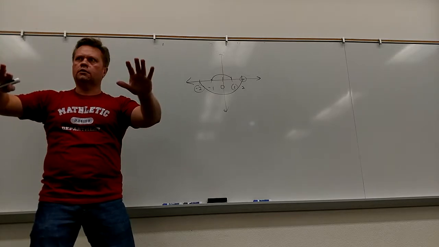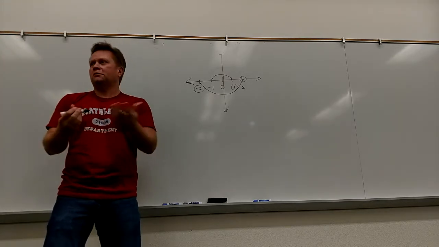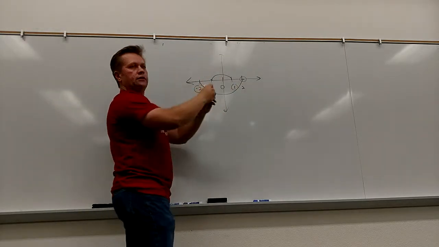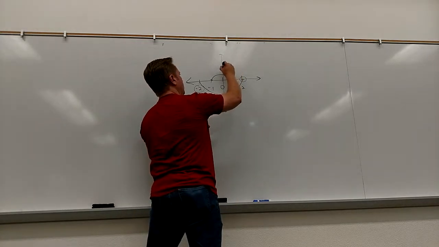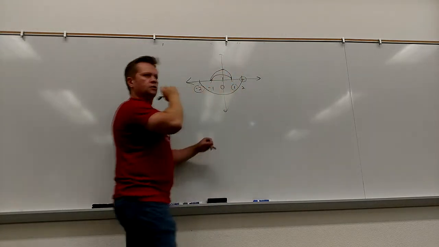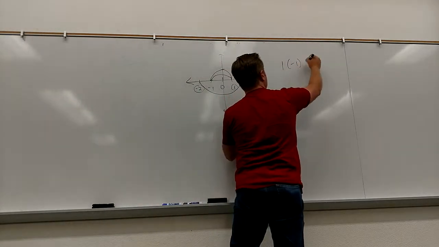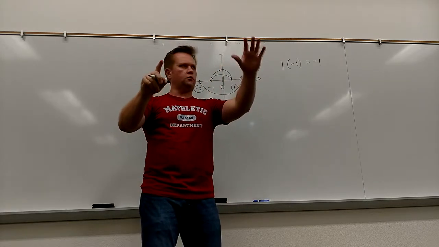Let me stop there. So what if I wanted to make a half turn? I should be able to do that. If I can make a full turn, I should be able to make a half turn. So what would that mean? If I take a half turn and then another half turn... So 1 times -1 is a 180-degree turn. You with me?